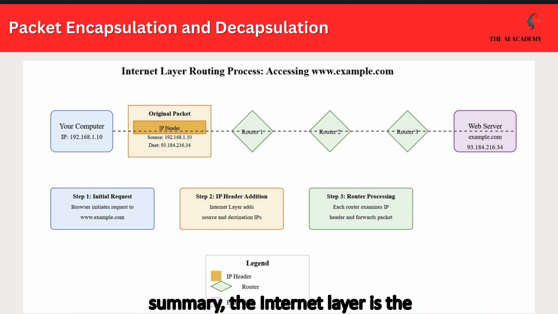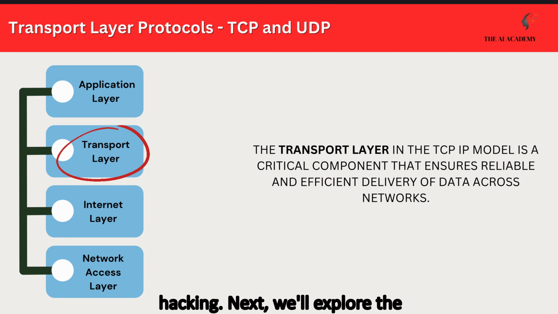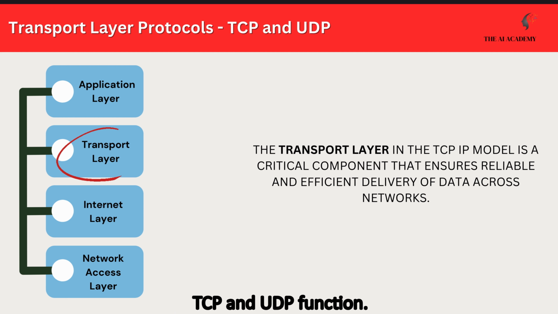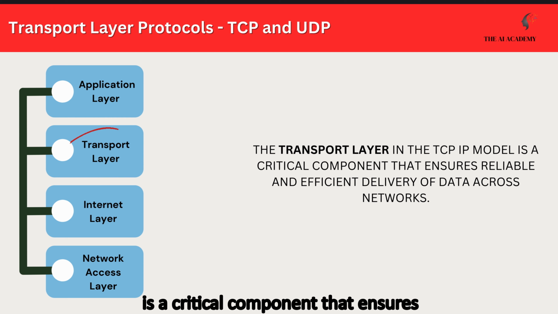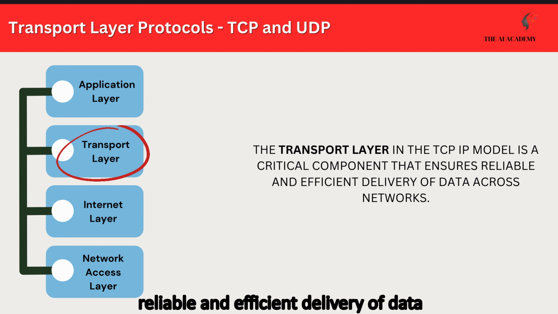In summary, the Internet layer is the backbone of internetwork communication, ensuring data reaches its destination through addressing, routing, and forwarding mechanisms. Understanding this layer is vital for anyone looking to master network security or ethical hacking. Next, we'll explore the transport layer and how protocols like TCP and UDP function. The transport layer in the TCP/IP model is a critical component that ensures reliable and efficient delivery of data across networks.